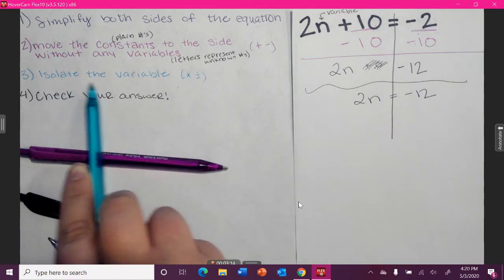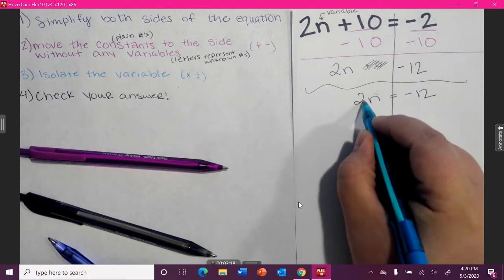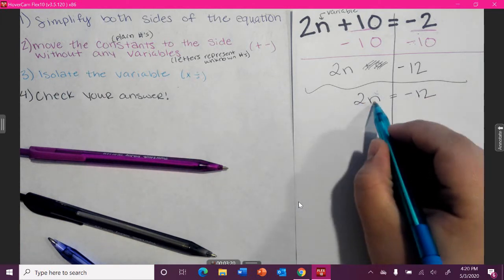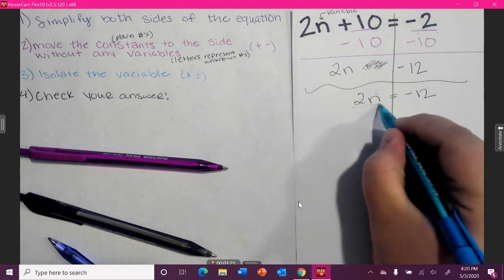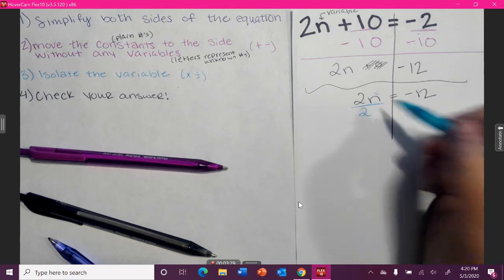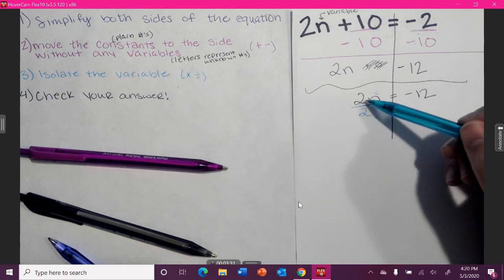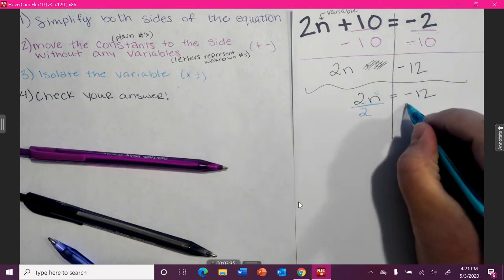The third step is to isolate the variable. My variable is n. There's a 2 right next to it. 2n is the same as multiplying n by 2. That's what's happening there. So we're going to divide by 2 to get n all by itself. The opposite of multiplying by 2 is to divide by 2. If we do that on the left side, we have to do that on the right side as well.